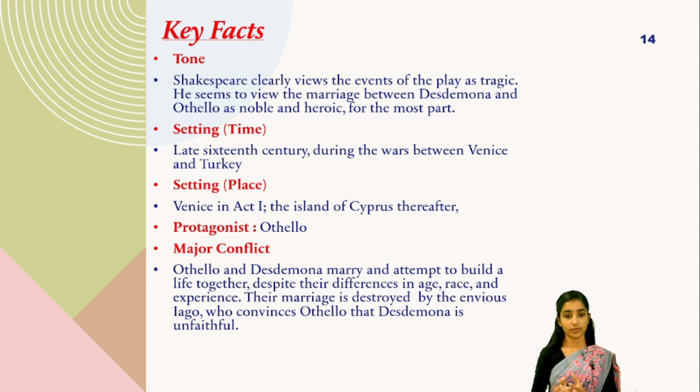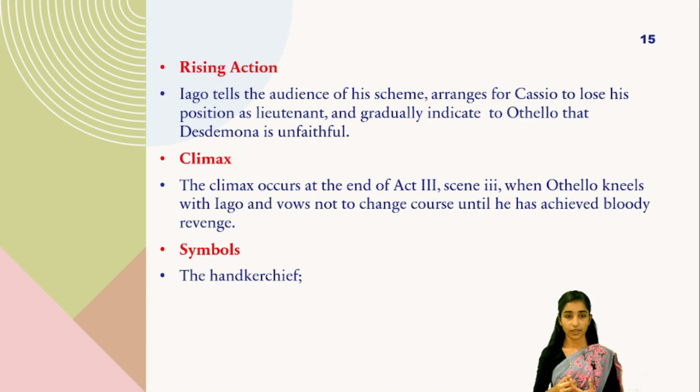and the major conflict is between Othello and Desdemona. They married, but they didn't build their life together. Despite their differences in age, race, and experience, they got married, but many reasons destroyed their life completely. The main reason is Iago, who plays a vital role in their life. He spoiled their life. So the rising action is between Iago and Cassio.